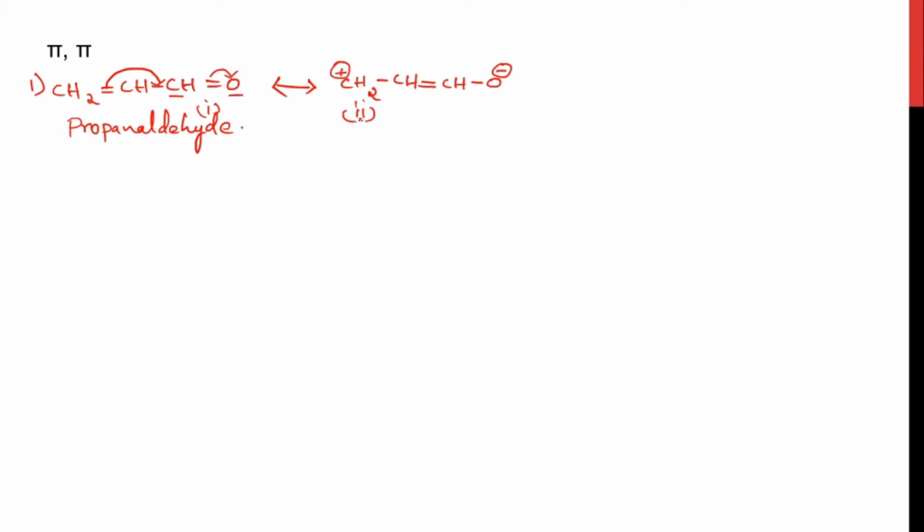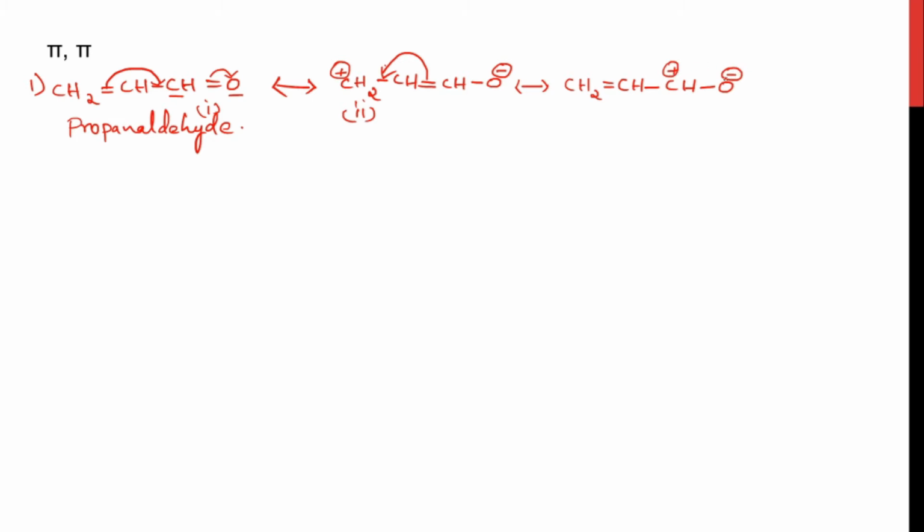Can you write any third resonating structure? Okay, let's write and see whether we can write the third resonating structure or not. If the electrons are shifting towards this bond, so there will be a pi bond here, so CH2 double bond CH. So this carbon will gain a positive charge and this oxygen has a negative charge on it.